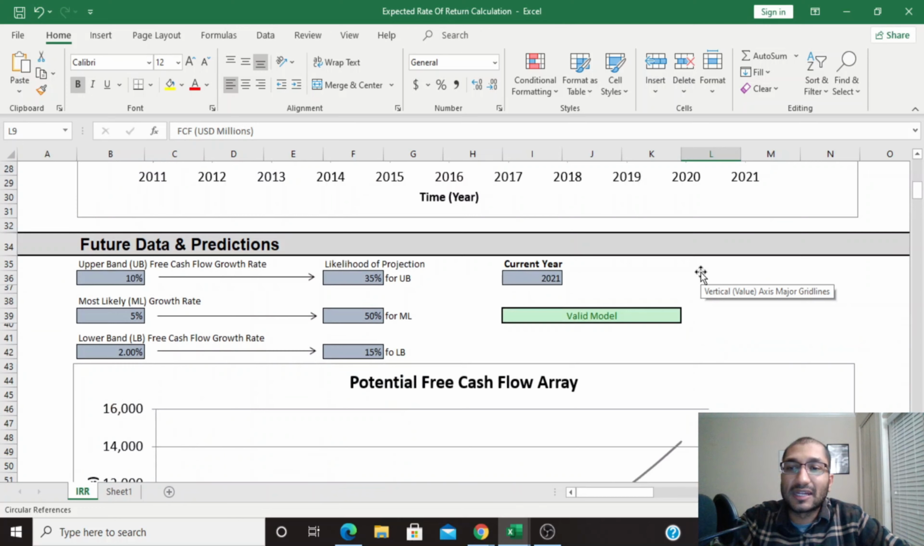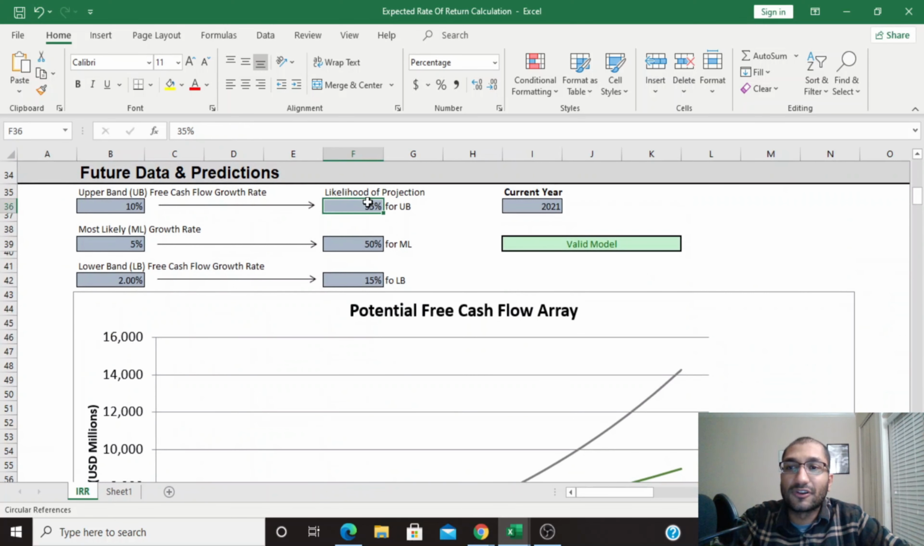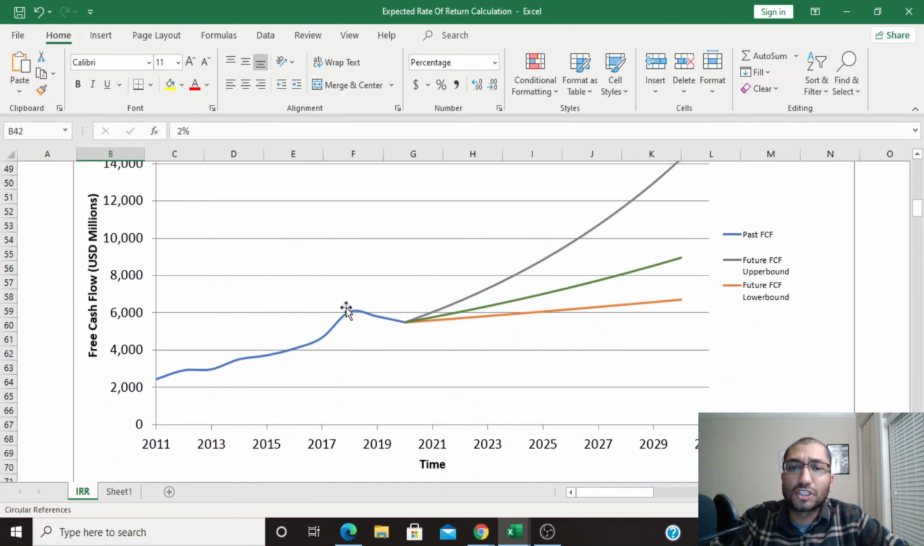Next, looking at the future data and predictions, I'm assuming that there's a 35% likelihood that TI's free cash flow will grow at 10%, a 50% likelihood that its free cash flow will grow at 5%, and a 15% likelihood that its free cash flow will grow at 2%. These are the potential free cash flow rates that we get into the future.